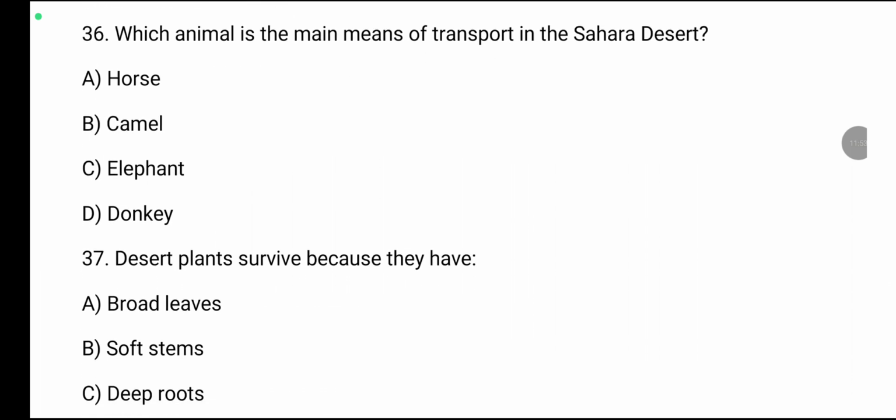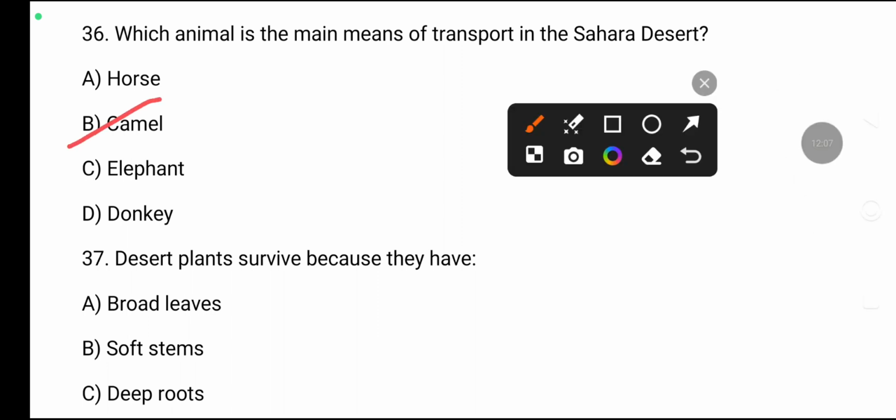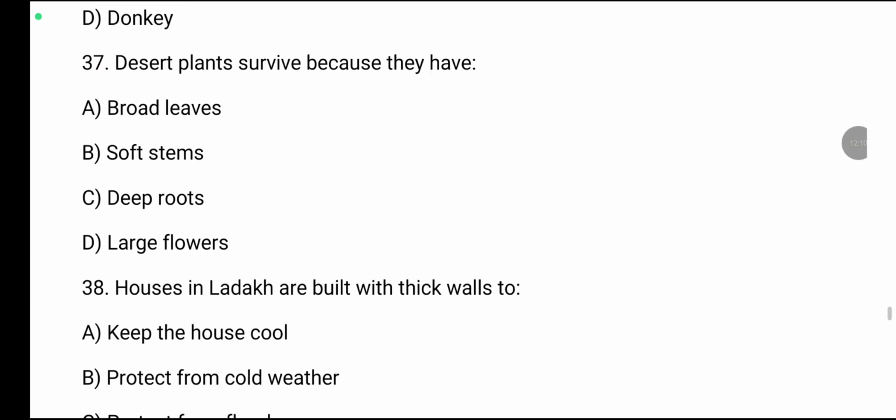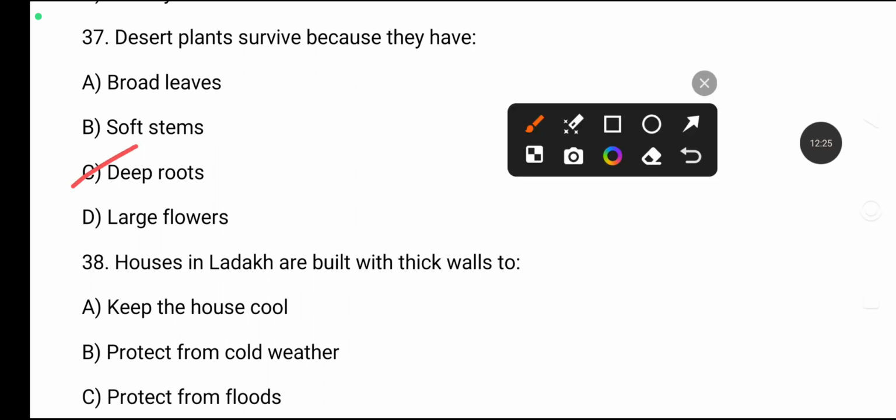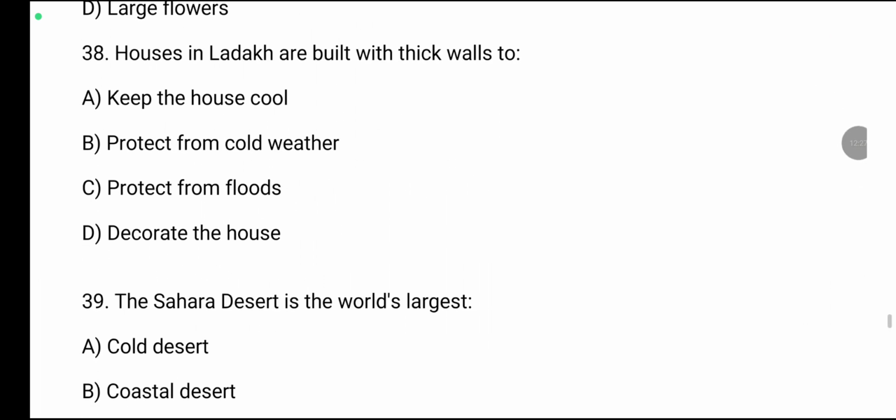Now moving on to question number 36. Which animal is the main means of transport in the Sahara Desert? Horse, camel, elephant, donkey. Answer will be B. Camel. Okay. Now moving on to question number 37. Desert plants survive because they have broad leaves, soft leaf, deep root, large flower. That is deep root. Answer will be C.